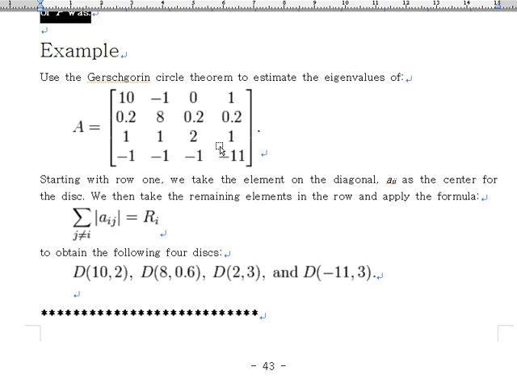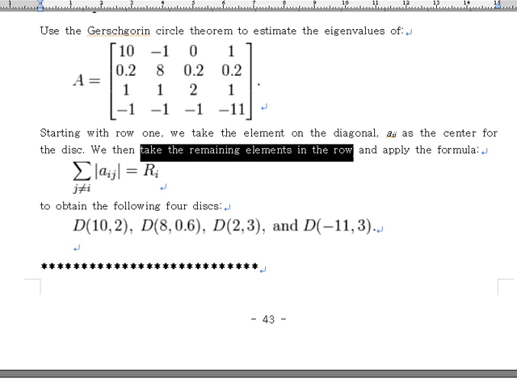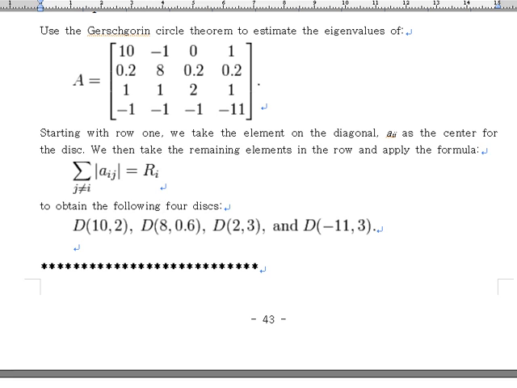Okay, let me explain it by example. Use the Gershgorin circle theorem to estimate the eigenvalues of this matrix. Starting with the first row, we take the element on the diagonal a_ii as the center of the disk, then take the remaining elements in the row and apply the formula to find the radius, the deleted absolute row sum. Then we have the following four disks.